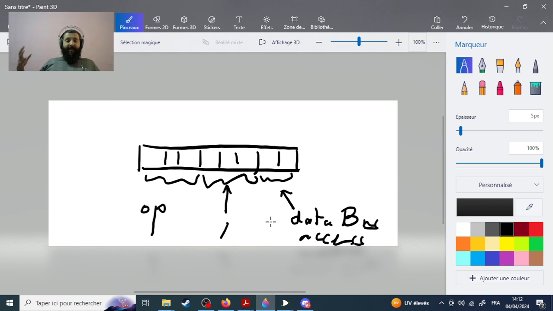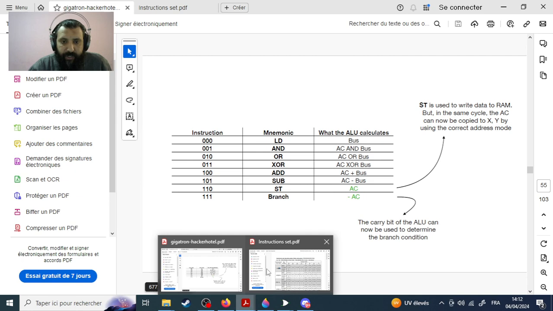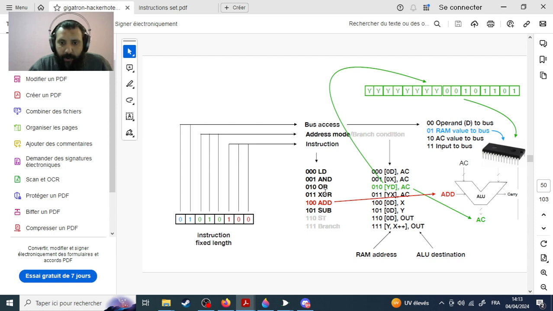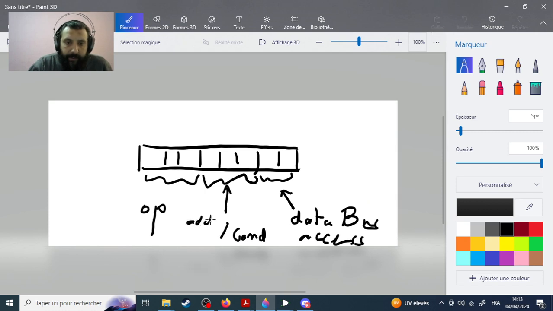The three bits in the middle, we said that they are contextual. That means it depends on which instruction we are using. If it's a BCC instruction, those three bits become the condition. And if we are in the seven other instructions, like load, and, xor, add, sub, ST, we are using what we call the addressing mode.